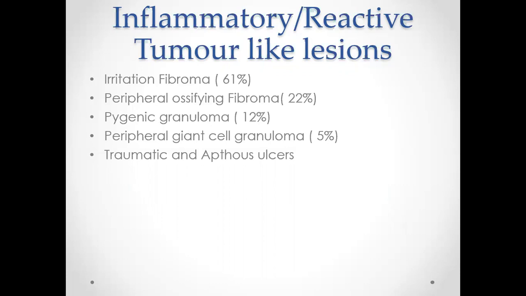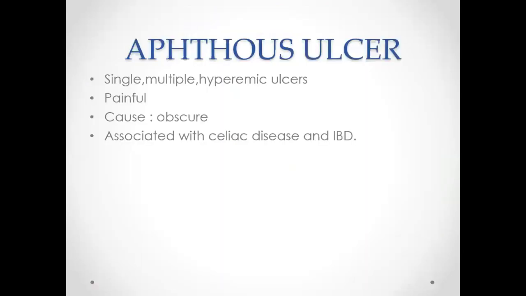Aphthous ulcers, they are recurrent superficial erosions occurring in the oral cavity, especially in the children and immunocompromised patients. They may be single, multiple, or hyperemic ulcers. They are quite painful and the cause is unknown. They are often associated with the GIT diseases like celiac disease and inflammatory bowel disease.